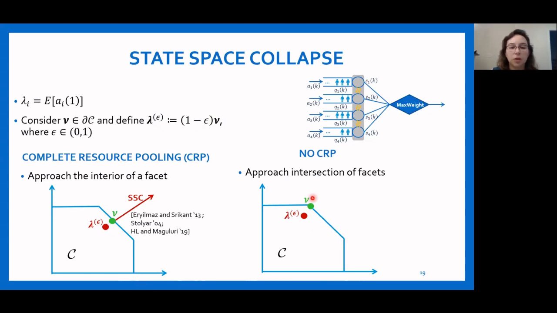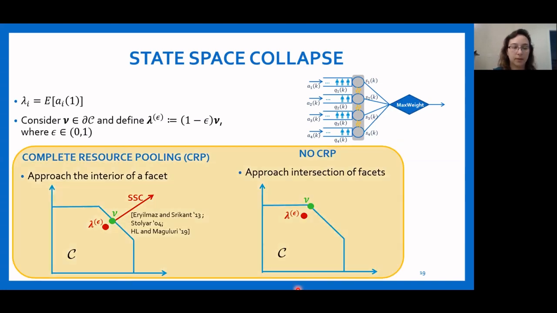However, if nu is at a corner or at the intersection of more than 2 facets, then to the best of our knowledge, we're the first ones to study this system. And furthermore, our result covers both cases.